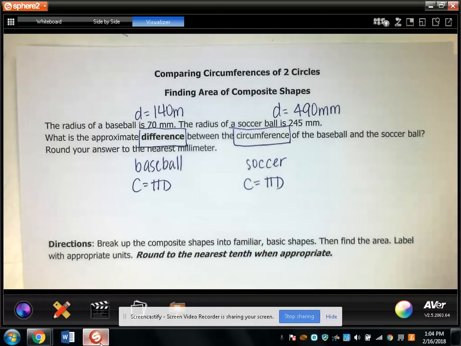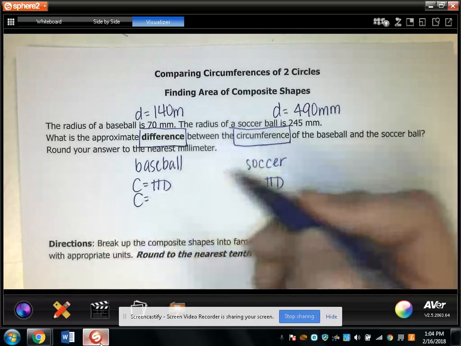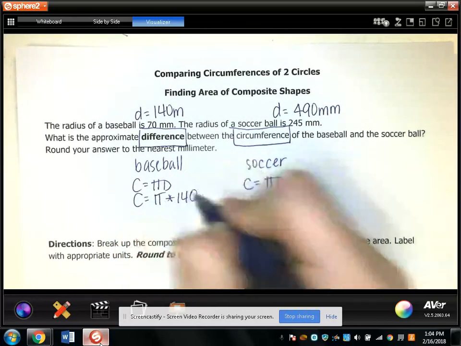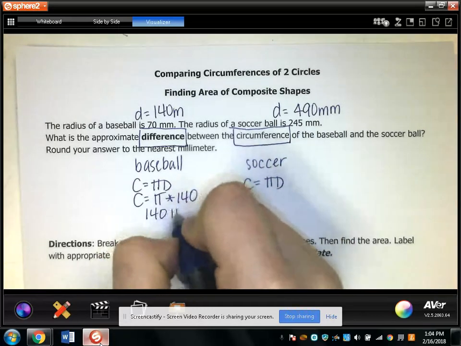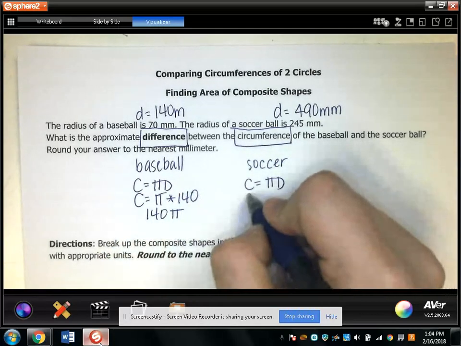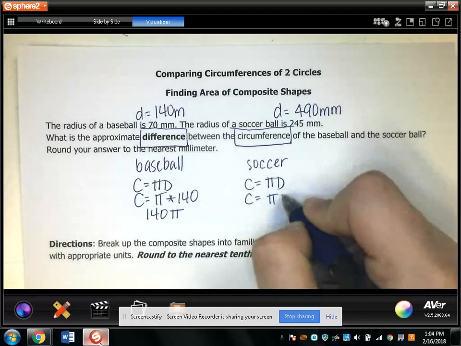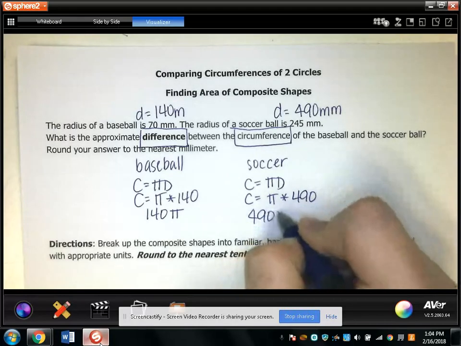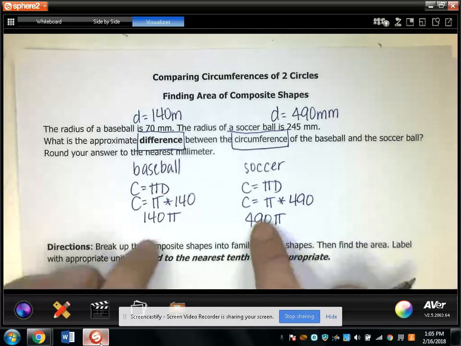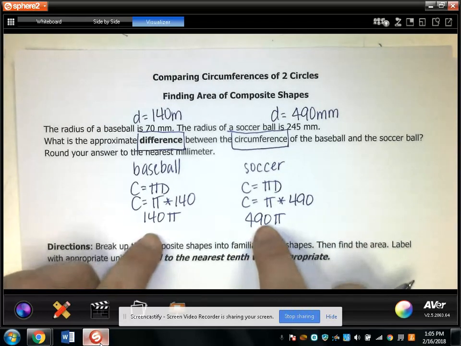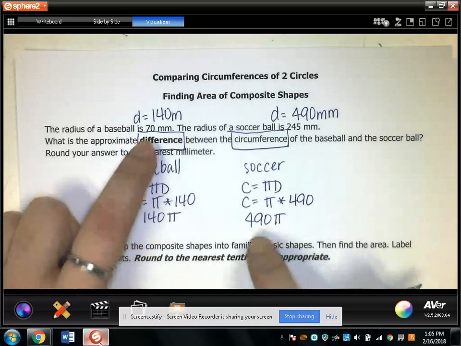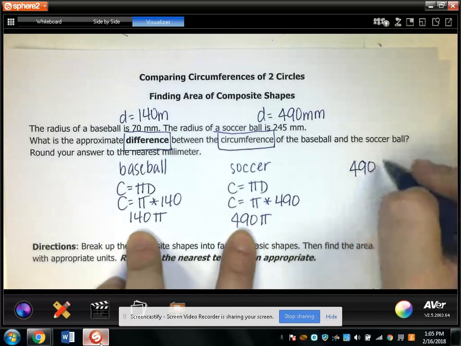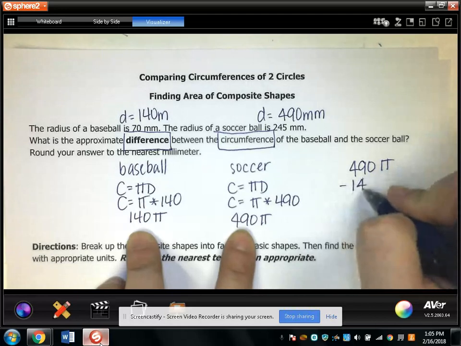All right, now I'm ready to start. For the baseball, I'm going to plug in the diameter, pi times 140, and I'm going to leave that as 140 pi for now. For the soccer ball, I'm going to plug in the diameter, which is 490, and leave that as 490 pi for now. Now I found both the circumferences. They're still in terms of pi, but I'm going to find the difference of them before I start rounding. So, what is 490 pi minus 140 pi?